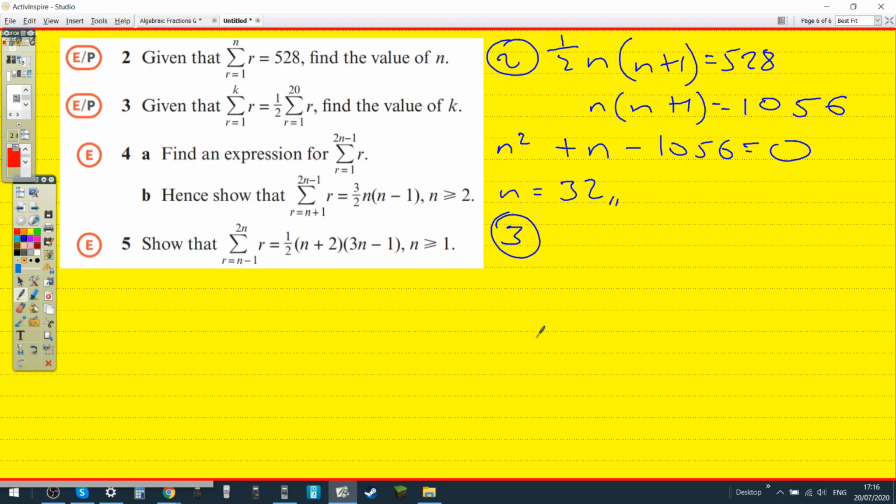Okay. So the one that's r equals 1 and 20 on top, that would just be half times 20 times 21, which is 105. So then you know half n times n plus 1 is equal to 105.